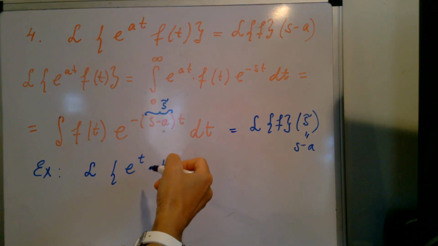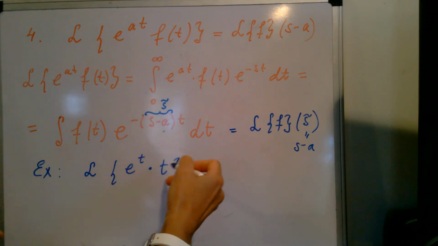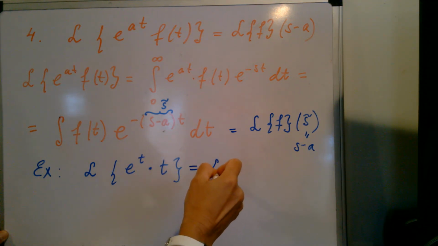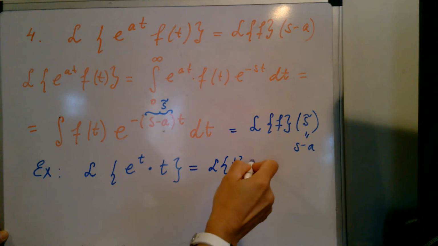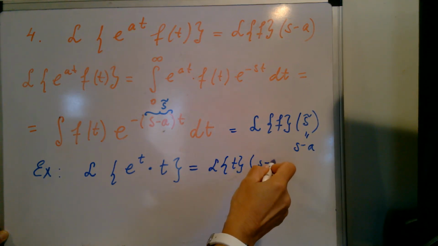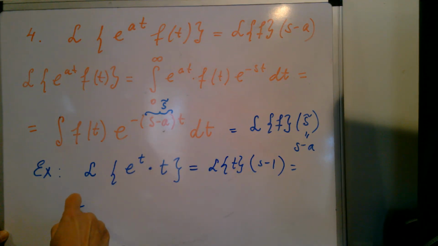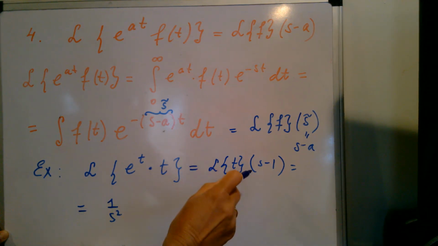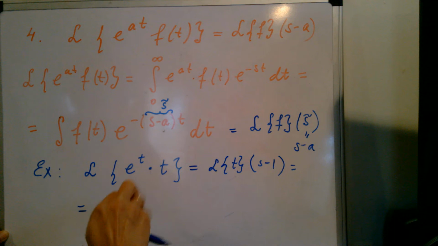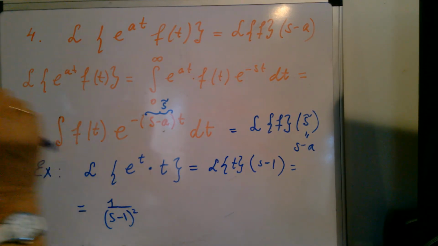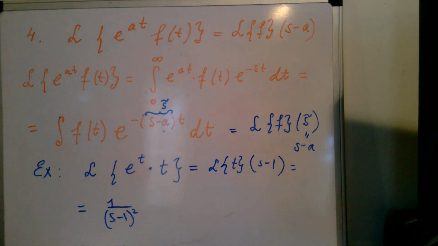So what we see is that a equals 1, right? And for this Laplace transform of t, here we're going to have s minus 1. Well, what is the Laplace transform of just t? Remember, it's 1 over s squared. But if you put the argument s minus 1 instead of s, we're going to have 1 over s minus 1 squared. Sometimes it's helpful, you know.